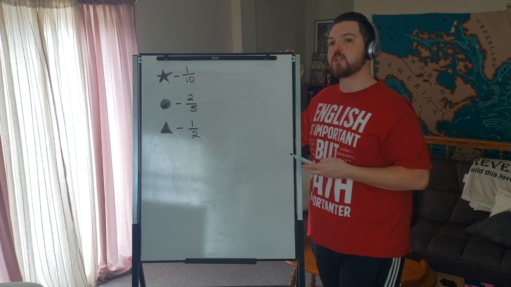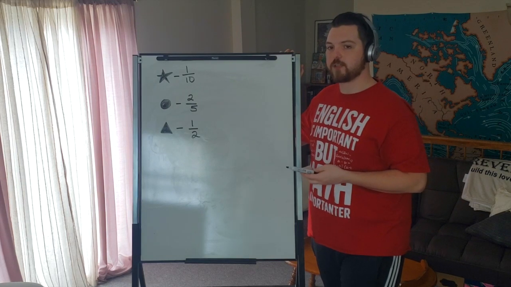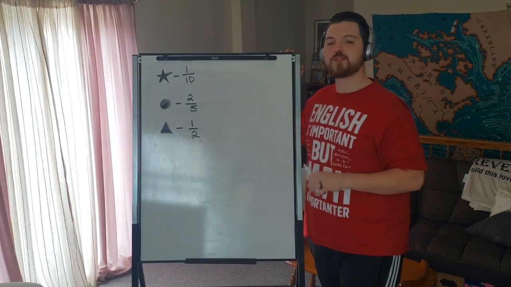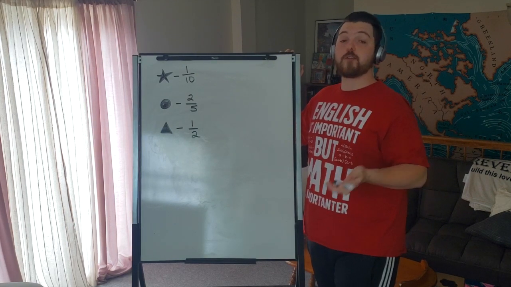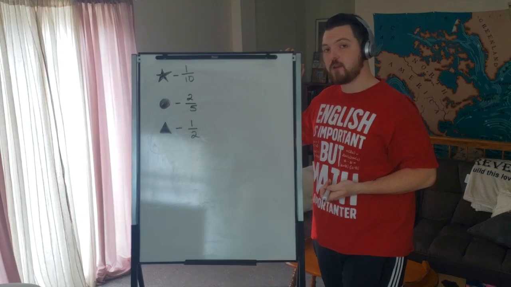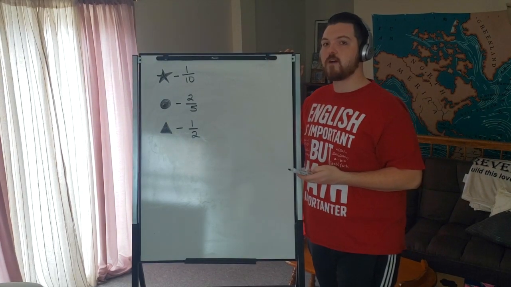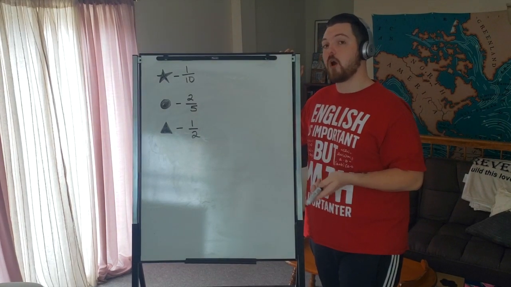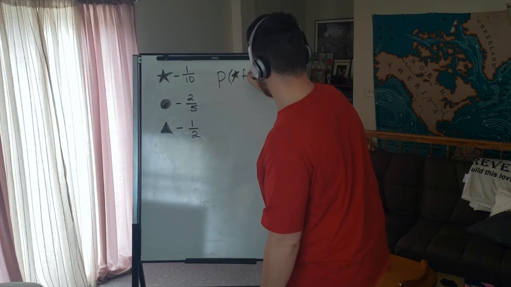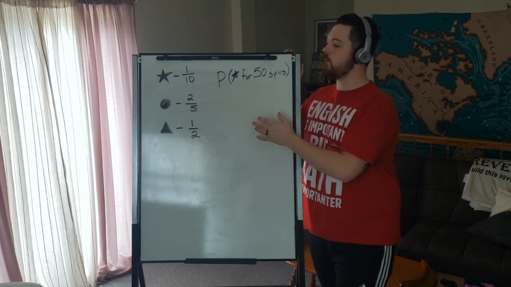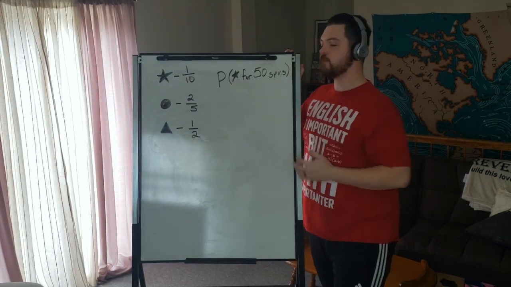So this is for your last worksheet. It's comparing experimental and theoretical probabilities. I know it's a lot of big words, but do not overthink it. It's really just thinking, what are the odds? What's the likelihood that this is going to happen? So let's think about the probability if I were to try and land on a star after 50 spins. So I want to think about the probability for landing on a star for 50 spins.